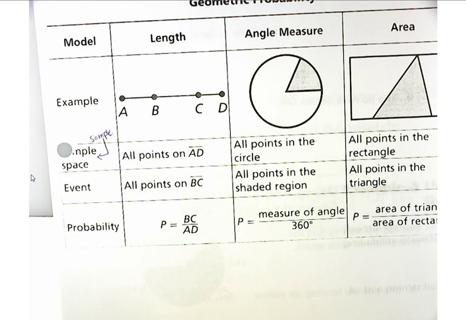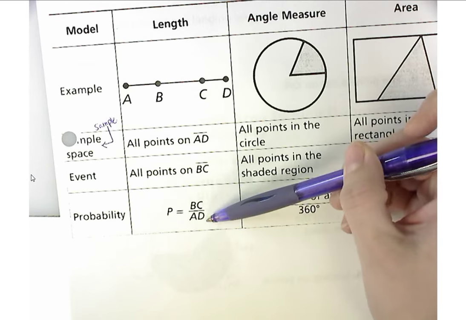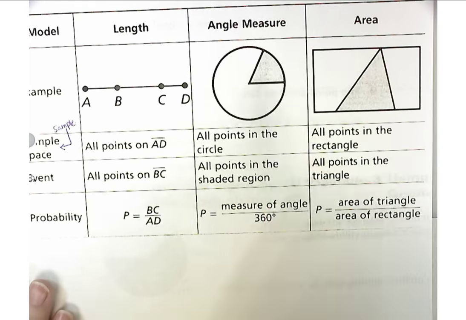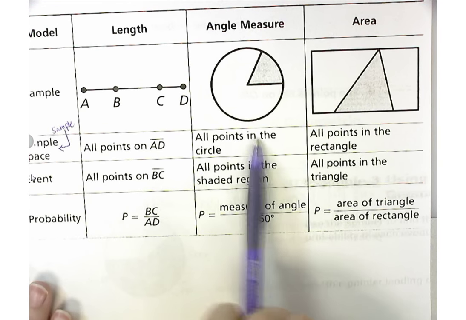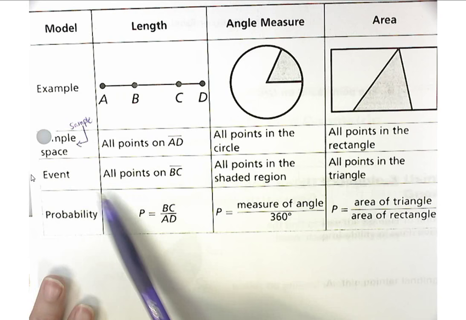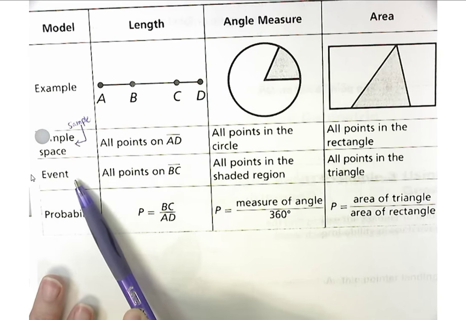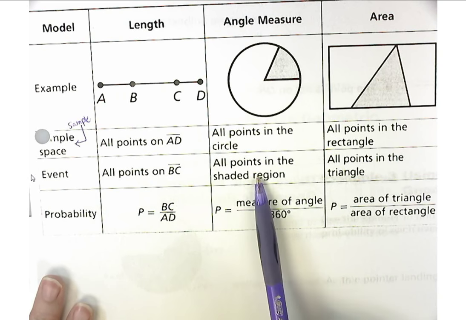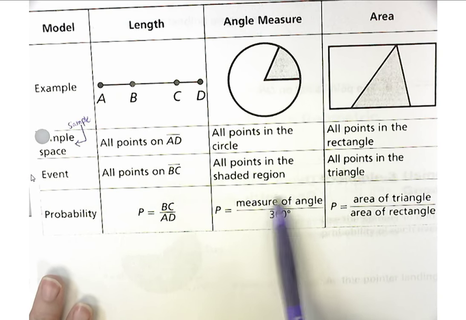Then there's going to be some kind of event. The event is going to change based on what you have. So one event could be all of the points on BC, and then the probability would be all the points on BC over AD. For the second one, it could be an angle measure. The sample space is all the points in the circle because that's all of the possibilities. Then you pick some event, where that's going to be all the points in the shaded region. So then you would find the measure of the angle over the total circle, which is 360.